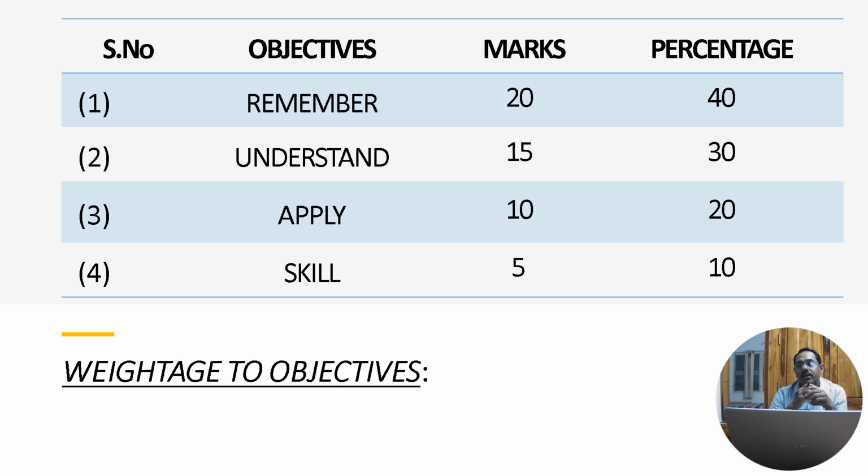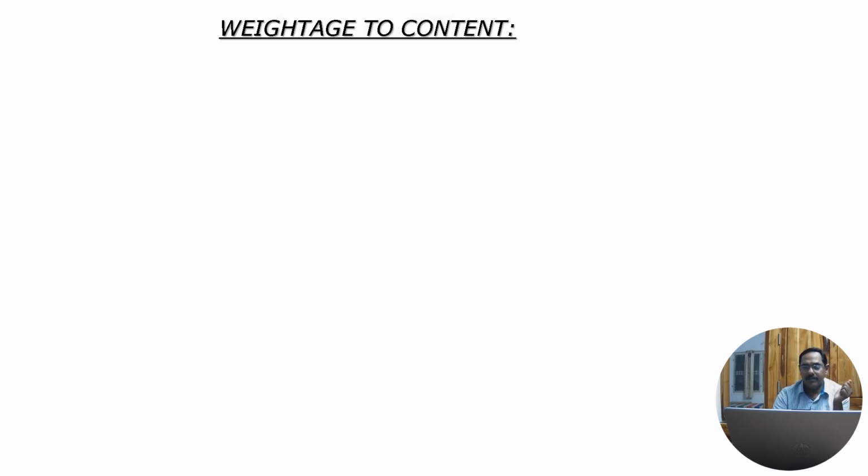Suppose you want to set a 100-mark question paper. Generally, remember will be of more and skill will be of less percentage. If it is reversed, the question paper will be hard. This is not a hard and fast rule. We can change it, plus or minus, maybe 30 to remember, 30 to understand, and another 30 to apply. So this is the division of marks across Bloom's taxonomical domains. This is what we call weightage to objectives.